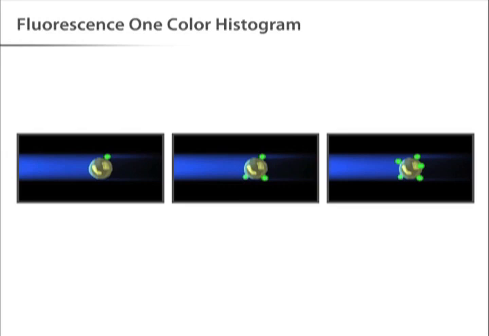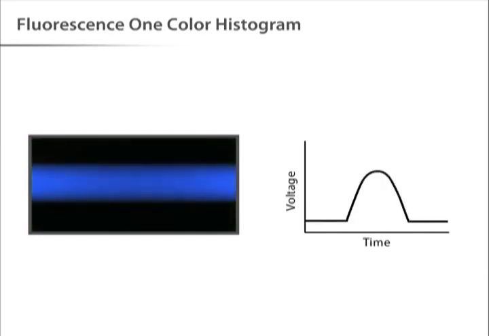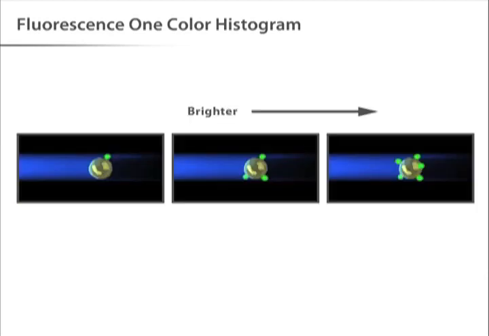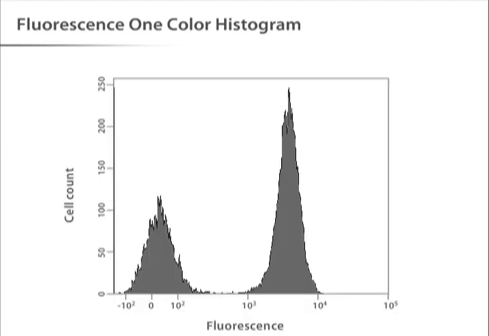In a population of labeled cells, some will be brighter than others. As each cell crosses the path of the laser, a fluorescence signal is generated. The fluorescent light is then directed to the appropriate detector, where it is translated into a voltage pulse, proportional to the amount of fluorescence emitted. All of the voltage pulses are recorded and can be presented graphically.